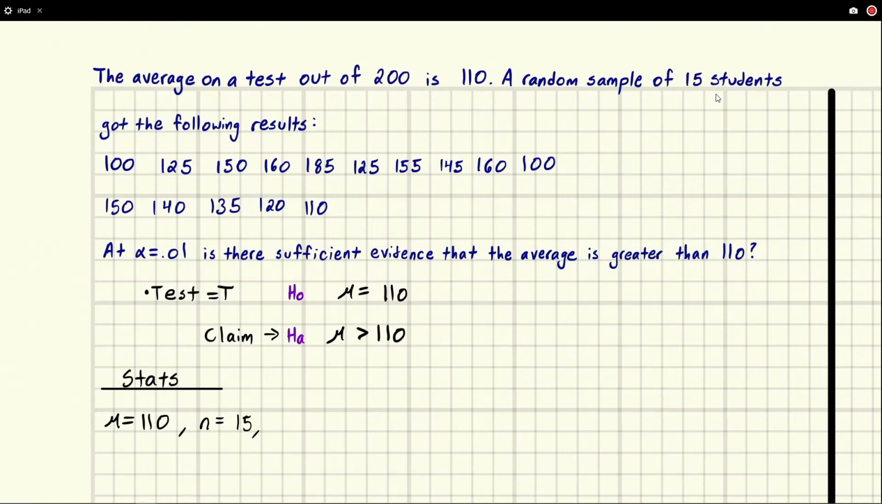Since we're doing a t-test, we know we're going to need degrees of freedom. Degrees of freedom is just n minus 1. So if you really want to, you could put degrees of freedom is equal to 14. And then for a t-test, we're going to need the sample standard deviation and a sample mean. So we're going to need an x bar, and we're going to need an s.